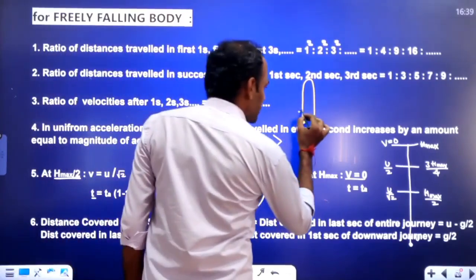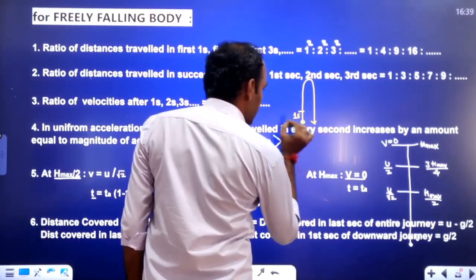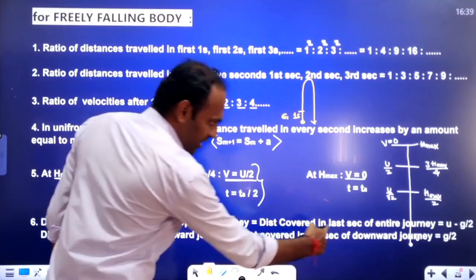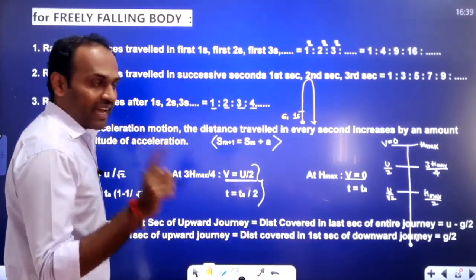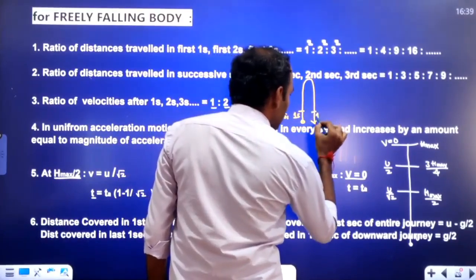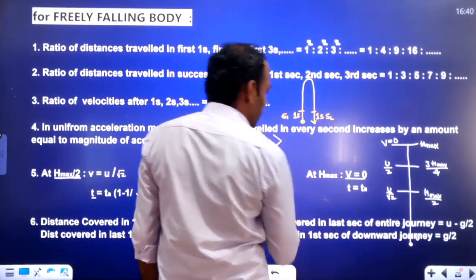The distance covered in the first 1 second of the upward journey will be equal to the distance covered in the last 1 second of the entire journey. Entire journey means up to down. So the distance covered in the last 1 second is equal to that, they say.